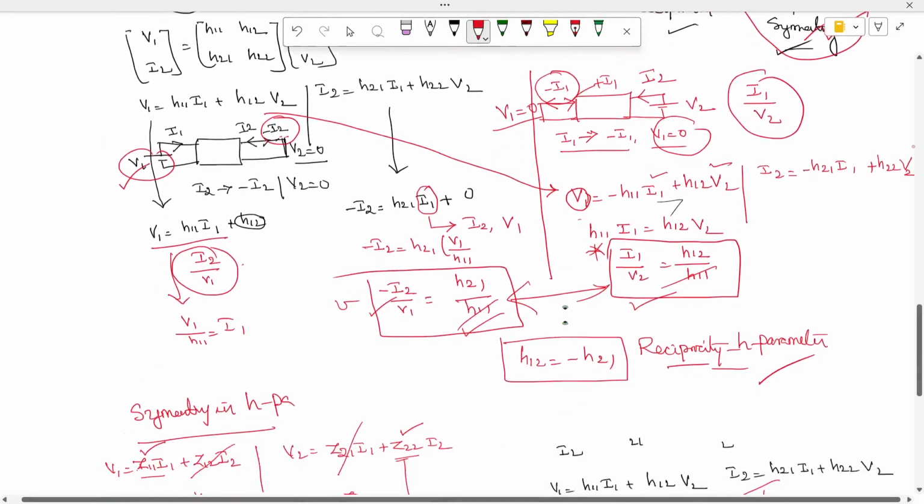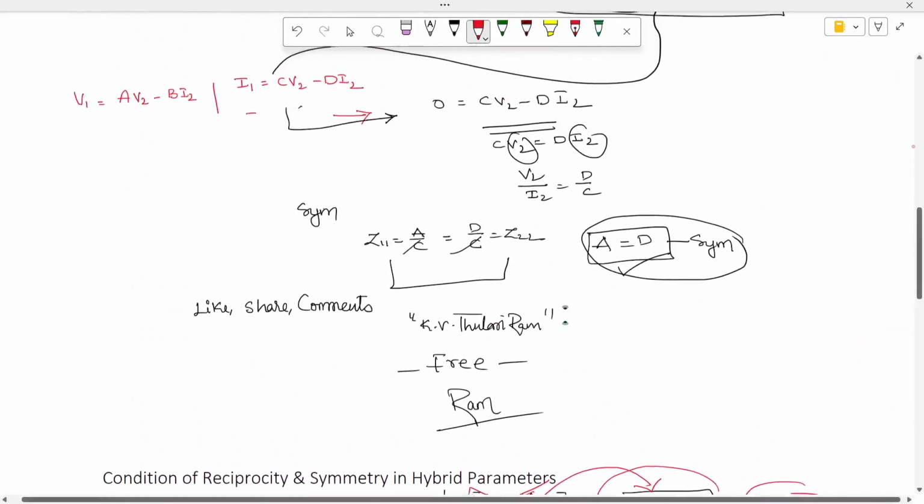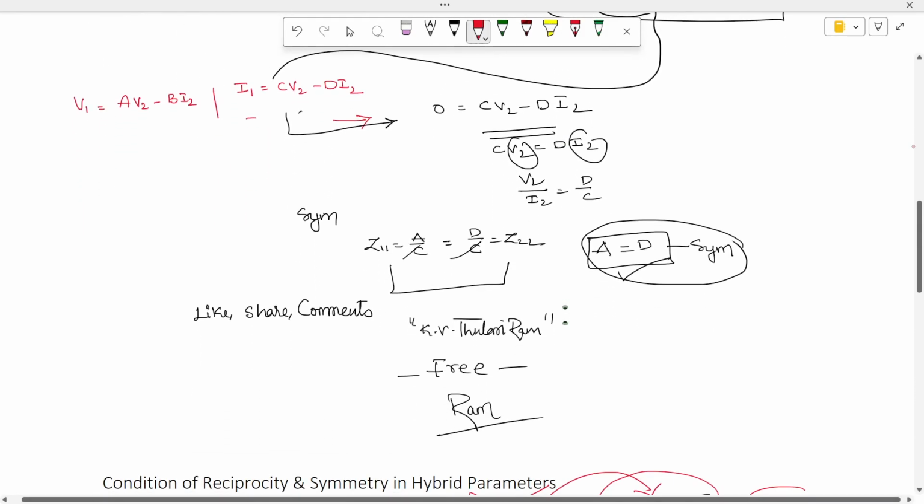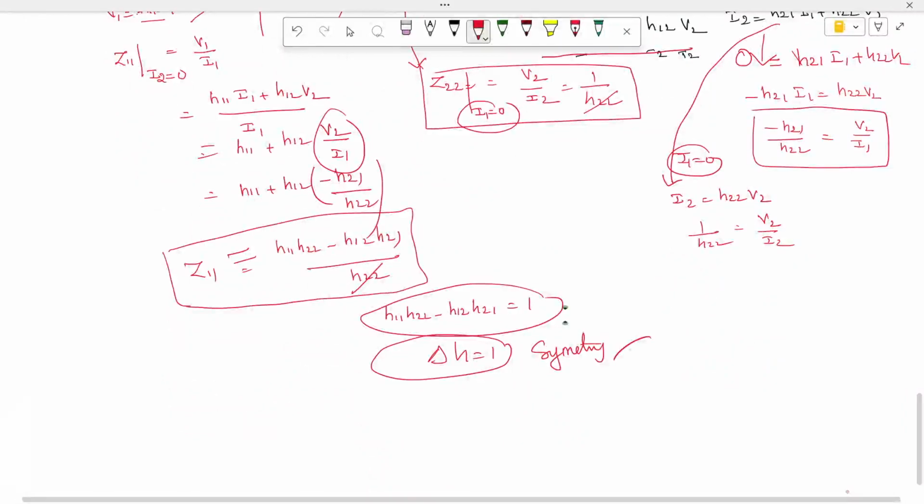I hope you understood all the values. If you want to compare, you can compare with all the values. This is all about the conditions for symmetry and reciprocity.